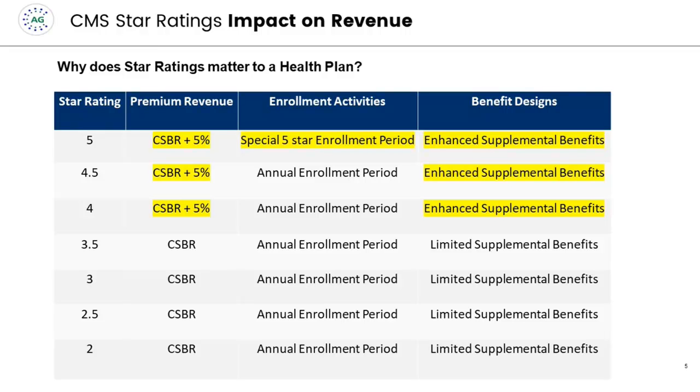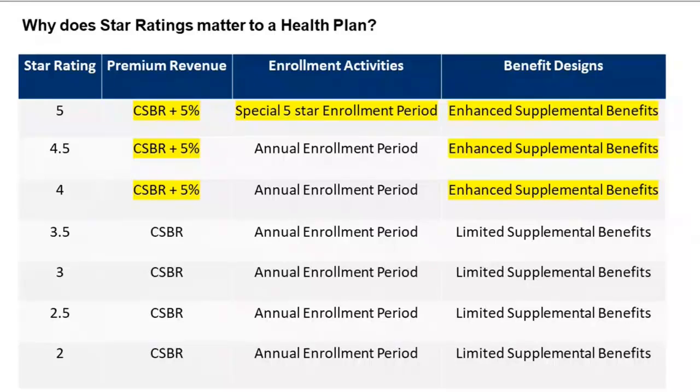Sure. I'm going to delay the discussion on the detail behind how Star scores are arrived at and go through some of the implications of what the Star score is. I've broken this down into both an enrollment activity and a benefit design implication. Those plans that receive 5 stars, and there are only a handful of them across the country, have not only an enhanced revenue of 5% on top of their community-based premium, they also get a special 5-star enrollment period, essentially allowing people to enroll into their Medicare Advantage plan throughout the entire year. The standard Medicare Advantage plan typically has an open enrollment period that lasts about 6 weeks, and that's the primary time for most enrollment, unless you're a 5-star plan.